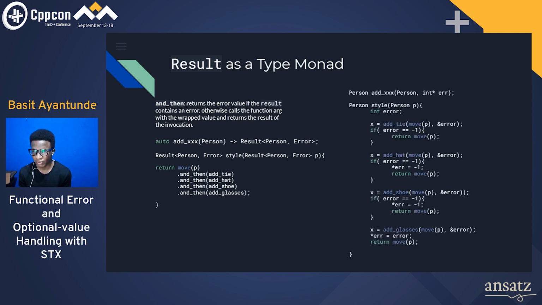So here's how you'd write the same code with output pointers on the right for error handling, which is, in a sense, quite verbose and very cluttered.